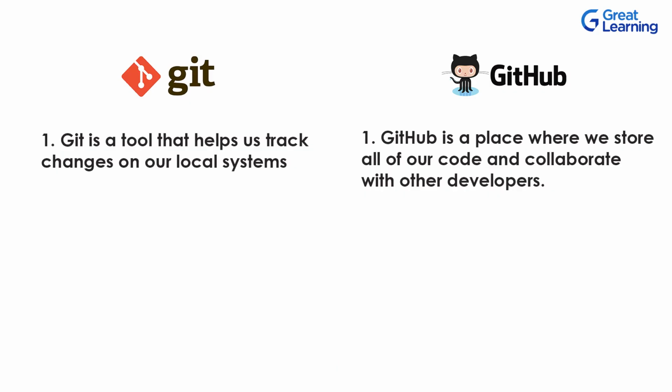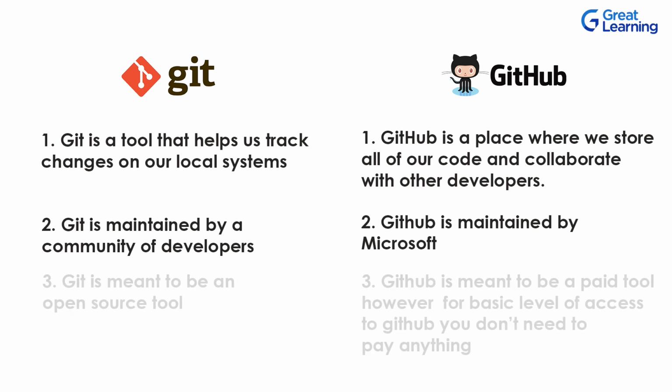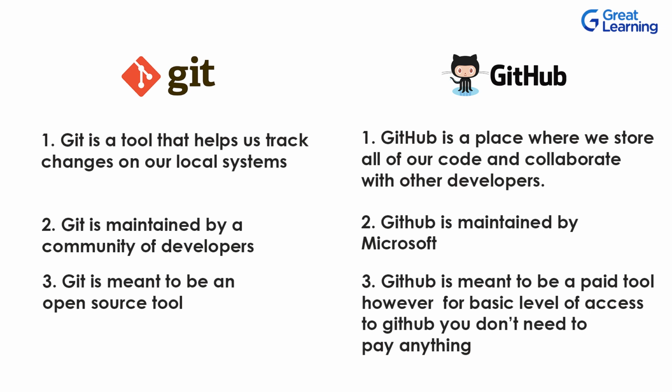But there are also other differences, such as Git and GitHub being maintained by different entities. Git is maintained by a community of developers, whereas GitHub is maintained by the Microsoft organization. Git is meant to be an open source tool, whereas GitHub is meant to be a paid tool. And an important note over here, for basic level of access to GitHub, you don't really need to pay anything. It's just when you start to use a lot of features that are included in the paid subscription, that's when you need to pay for things.